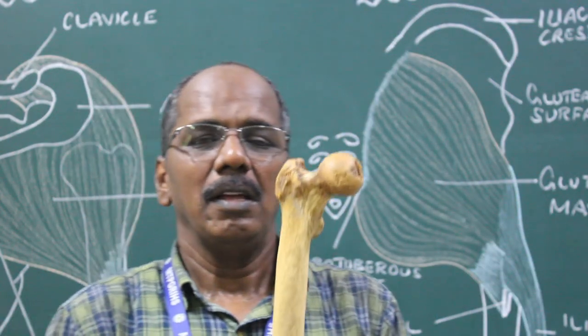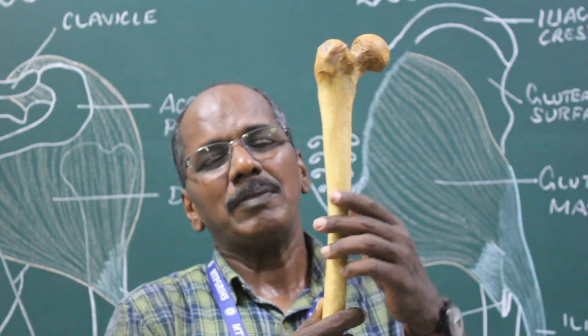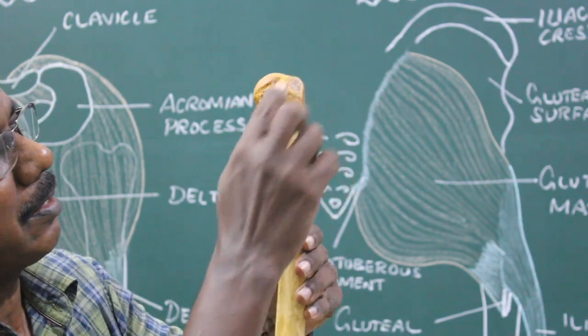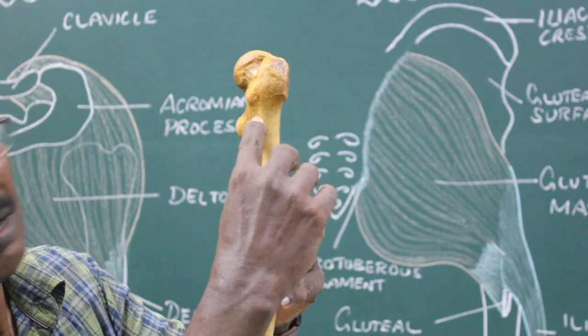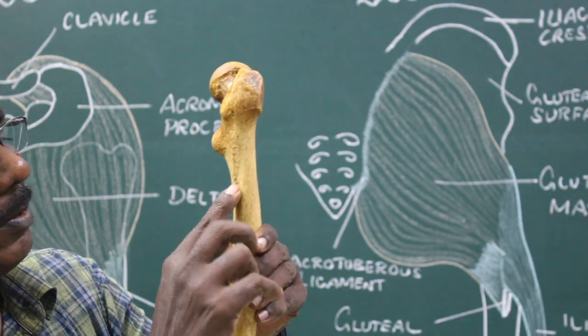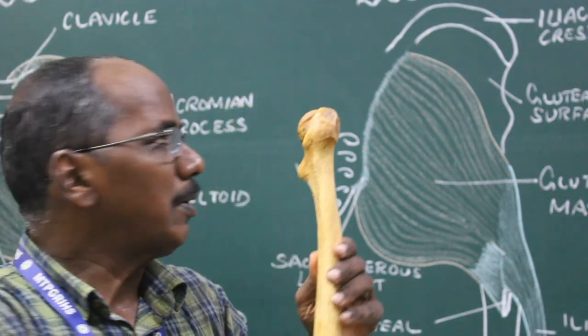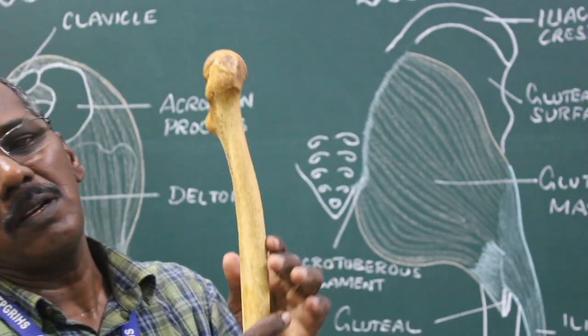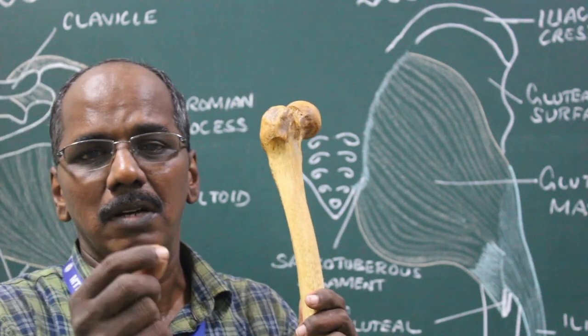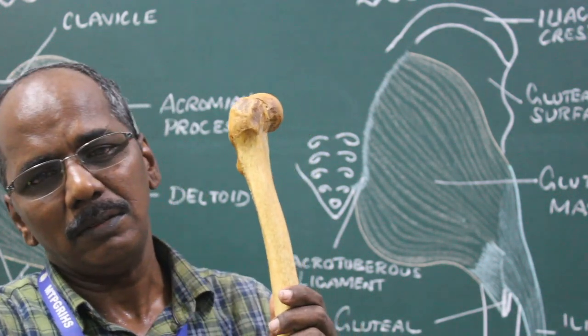Insertion. The gluteus maximus is inserted into the gluteal tuberosity, which is in line with the greater trochanter. This rough 5 cm rough ridge is known as gluteal tuberosity. It is inserted into the gluteal tuberosity. Only 25% of the fibers are inserted into gluteal tuberosity. Remaining 75% of the fibers are inserted into iliotibial tract.